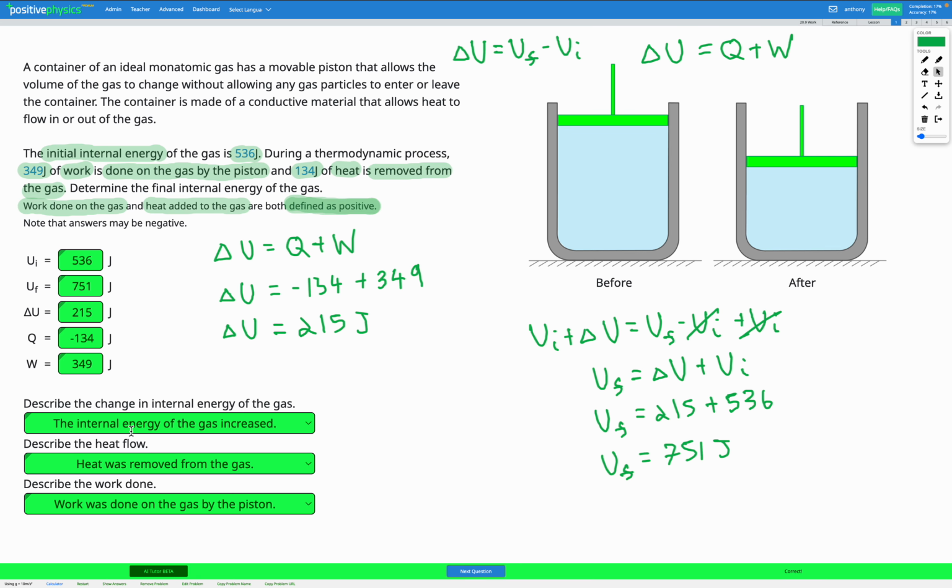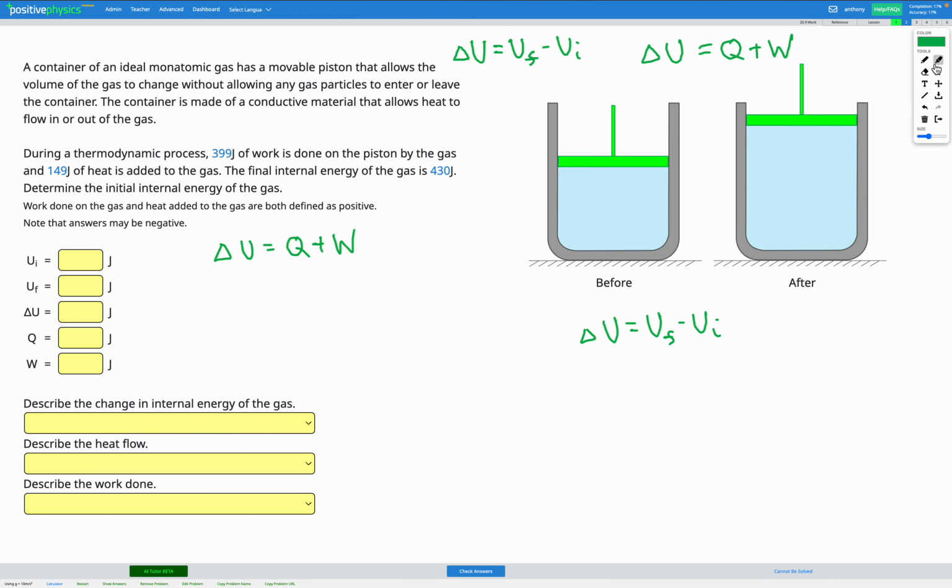So you can see here the meaning that the positive and negative signs have for each of our symbols. So both work done on the gas and heat added to the gas are positive and will increase our overall internal energy, whereas work done by the gas and heat removed from the gas are both negative values that will decrease our internal energy.